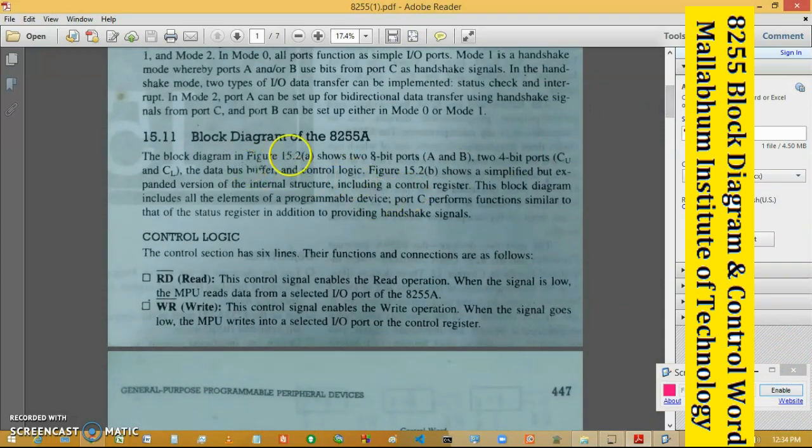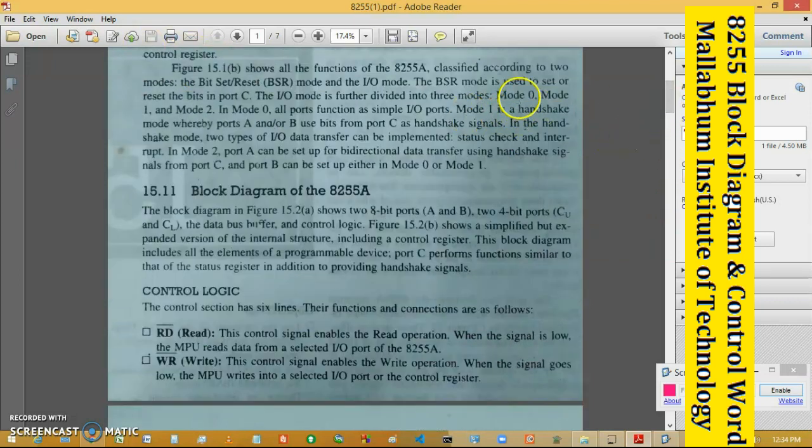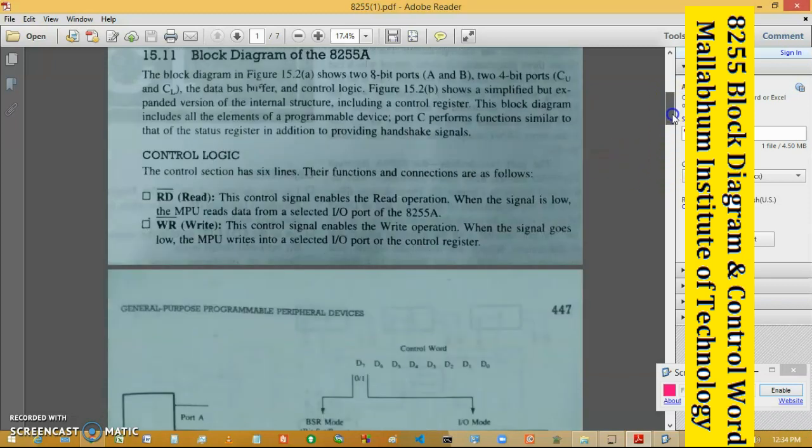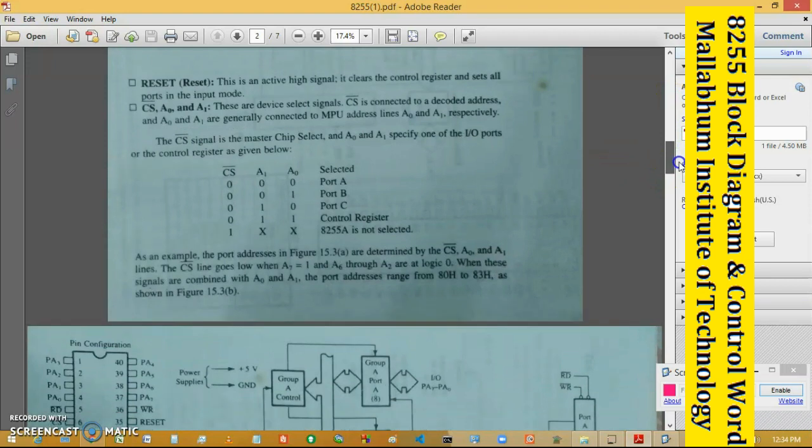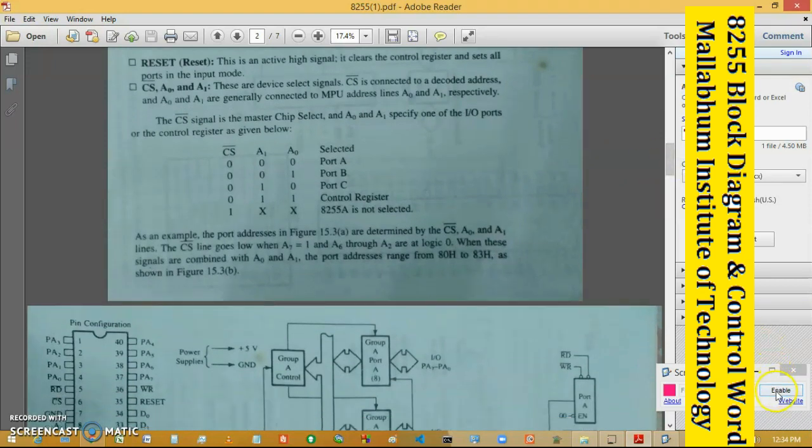That means port C upper, port A, port B are used as a whole 8-bit port, and 4-bit port C upper and C lower, port C. Okay, that flexibility is given. And the 3 modes of operation are also written here. That means mode 0, mode 1 and mode 2. Mode 0 is simple IO mode, mode 1 is handshaking mode, and mode 2 is used for bidirectional data transfer mode. Okay.